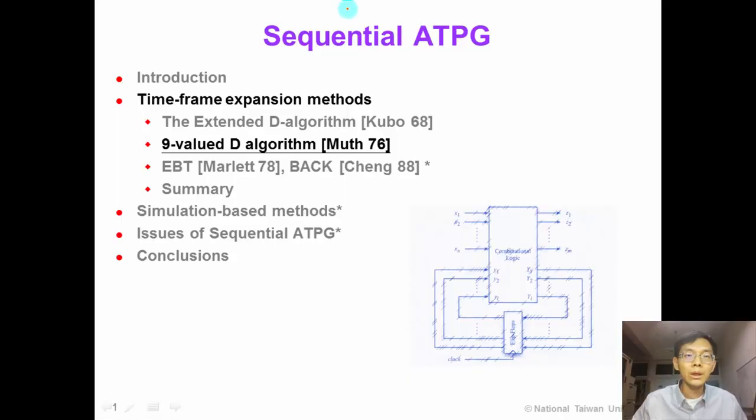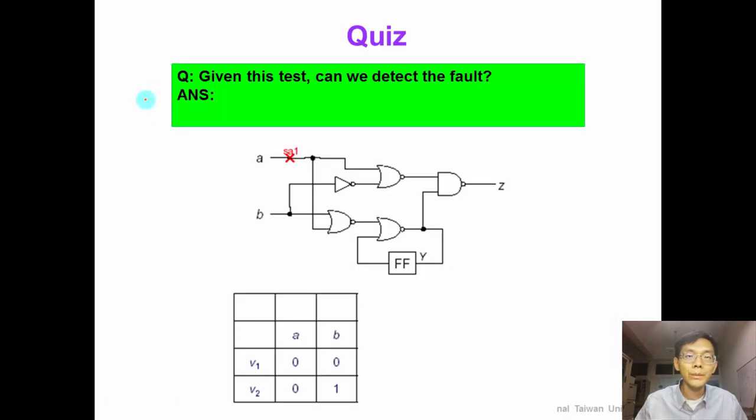Hello classmates, welcome back to the class. In this video, we are going to introduce the second time frame expansion method, the 9-value D algorithm, which was proposed by Muth in 1976.